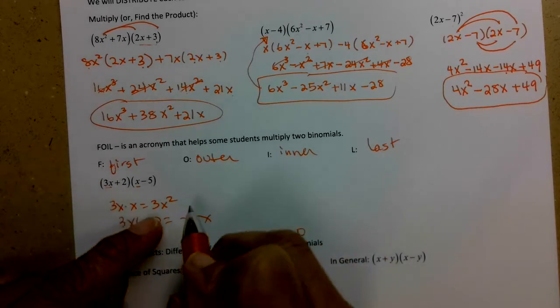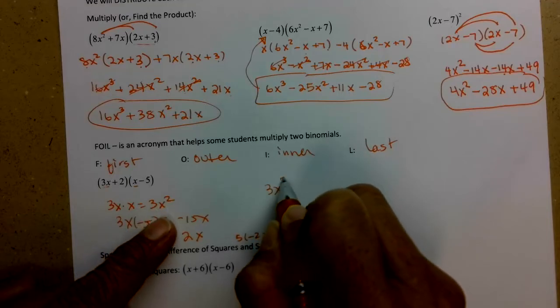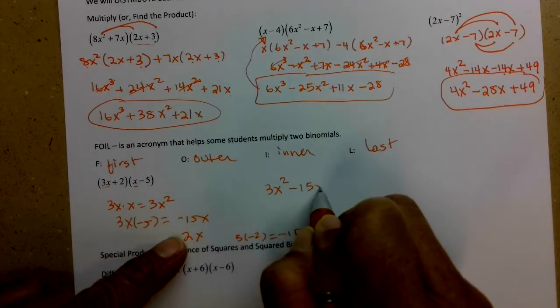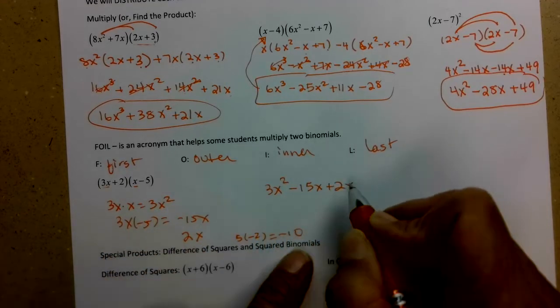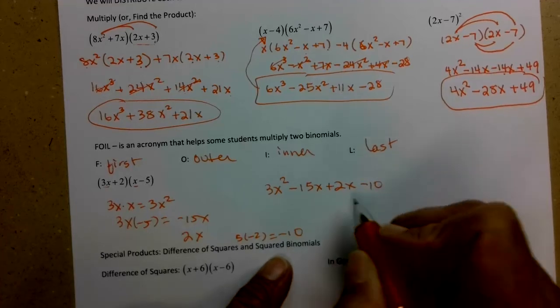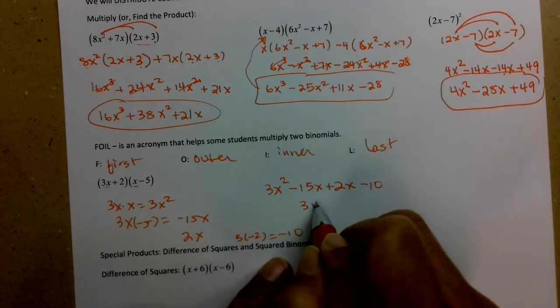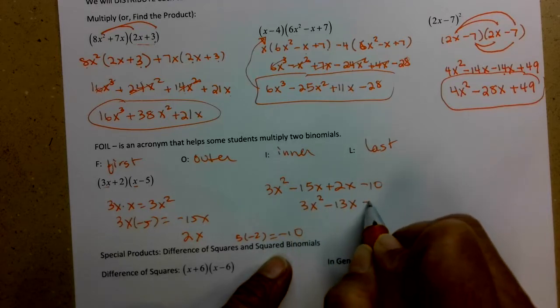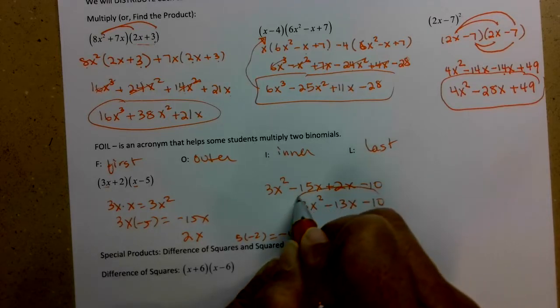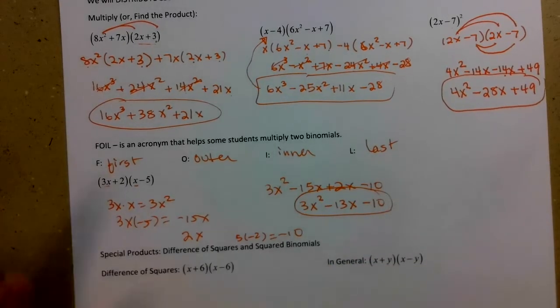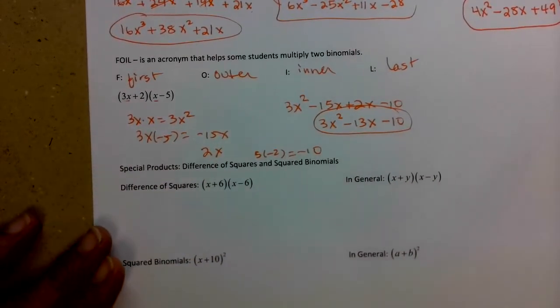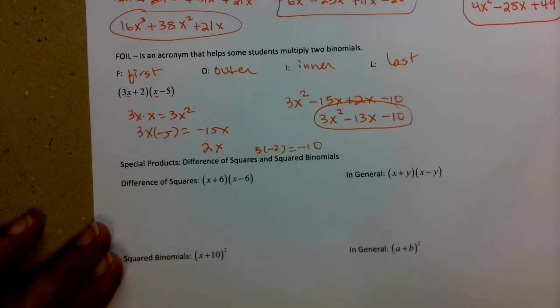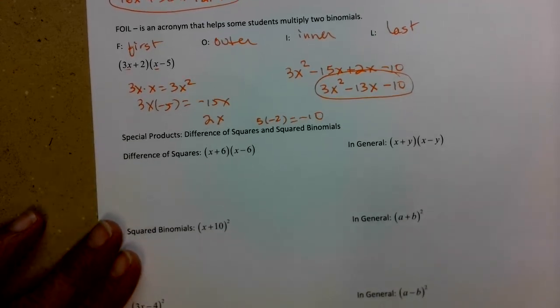So if I wrote all those down, I have first, outer, inner, last, and then we can combine our like terms. So 3x squared minus 13x minus 10. Okay. You don't have to do it that way. You can always just do the distribution method that I showed you first.